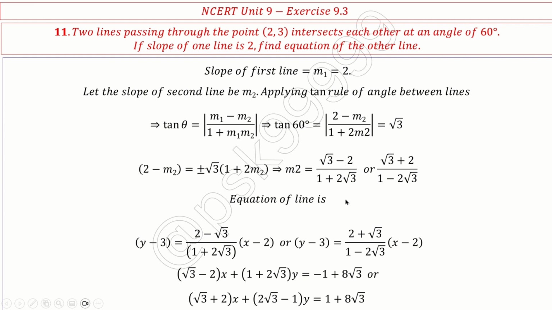So I get an equation. Okay, this is the equation I get for m2. Okay, m2 is nothing but one third. I'll get square root of 3 plus 2 divided by 1 minus 2 square root of 3. Now, if I substitute this one, slope is this. This is the slope of the line, and it is passing through 2 comma 3. So I can just find the equation of the line. Simplify it. This is the equation of the line. Okay, next.